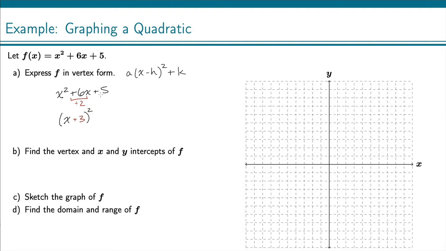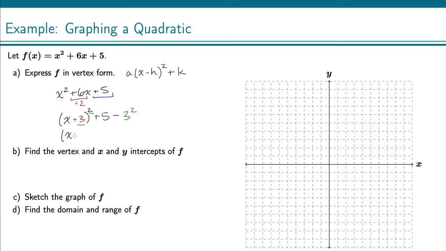And then you keep this plus 5. That doesn't go anywhere. But then you are always going to subtract this number squared, and if there was a number in front of here, you would multiply by that. So we're going to subtract here 3 squared. And that is the process of completing the square.